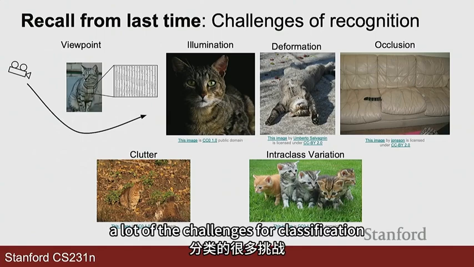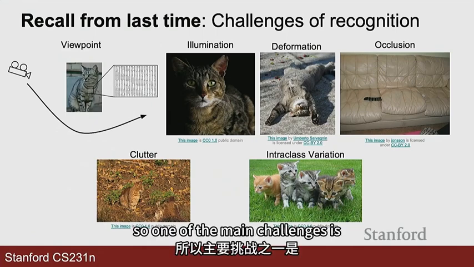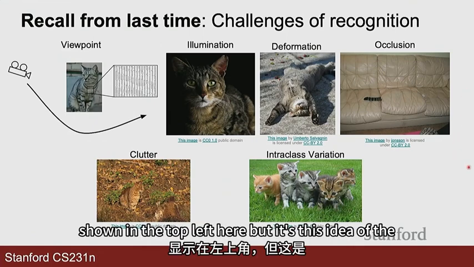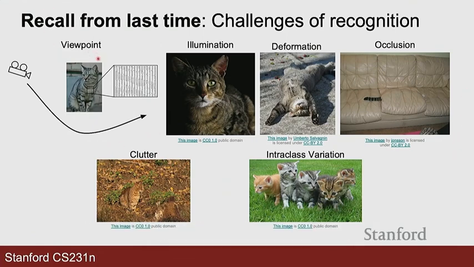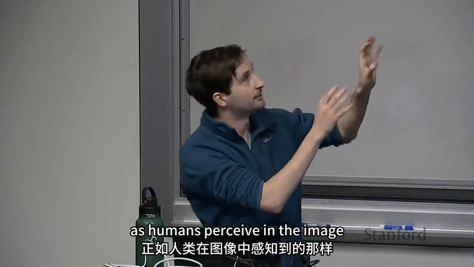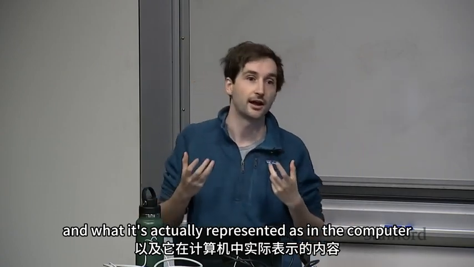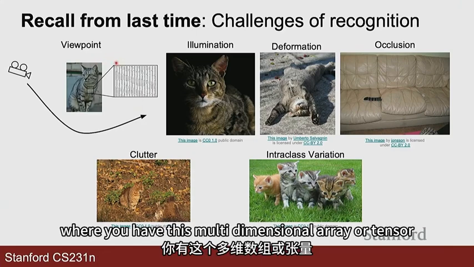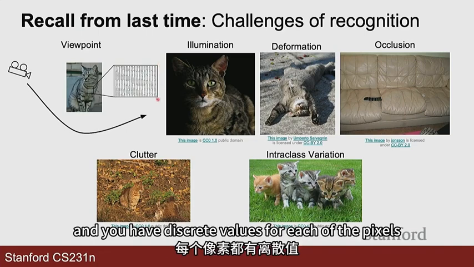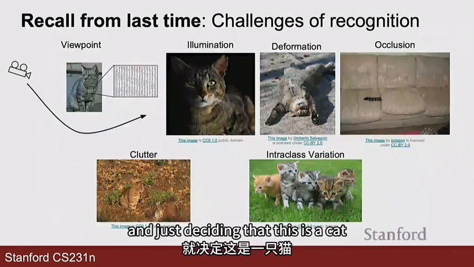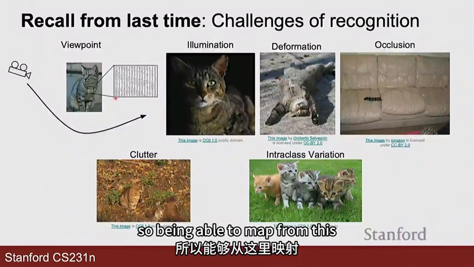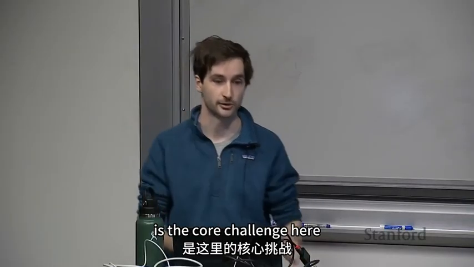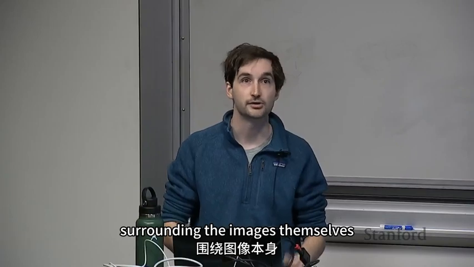And we also talked about a lot of the challenges for classification. One of the main challenges is shown in the top left here, this idea of the semantic gap between what we as humans perceive in the image, which is the cat, and what it's actually represented as in the computer, which is this grid of pixel values, where you have this multi-dimensional array or tensor, and you have discrete values for each of the pixels. This is very different from how we're perceiving the image and just deciding that this is a cat. So being able to map from this complex numeric representation into one that we humans understand is the core challenge here. But also there are challenges surrounding the images themselves.